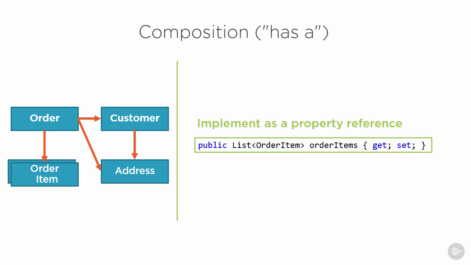Implement composition with a reference property if you want to retain and load the related object or list of objects as part of the main object. In this example, the order retains its set of order items.